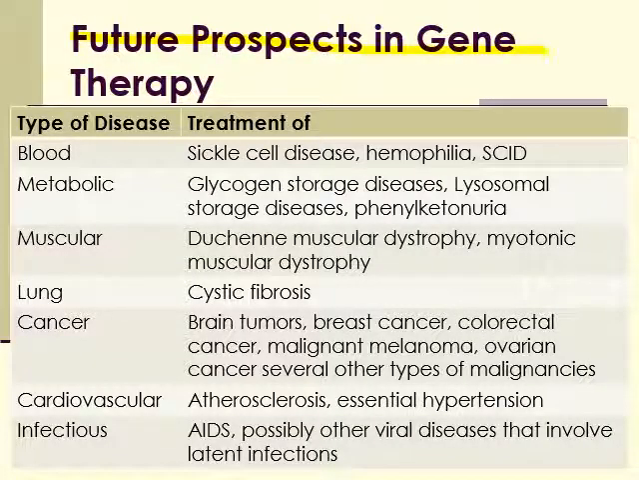So, future prospects in gene therapy. For blood: treatment of sickle cell disease, hemophilia, and severe combined immunodeficiency. For metabolic diseases, we have glycogen storage diseases, lysosome storage diseases, and phenylketonuria. For muscular, we have Duchenne muscular dystrophy and myotonic muscular dystrophy. For lung, we have cystic fibrosis; for cancer, brain tumors, breast, colorectal, malignant melanoma, and ovarian cancer. Cardiovascular, we have atherosclerosis and hypertension. And infectious diseases like AIDS and possibly other viral diseases that involve latent infections.